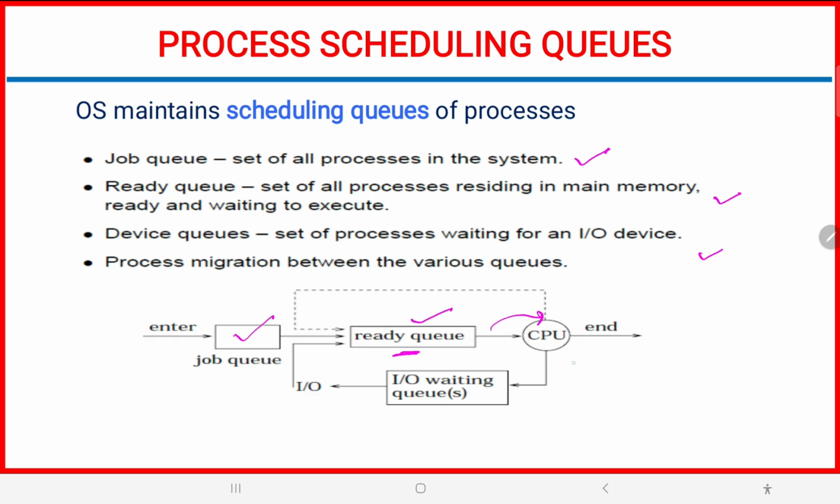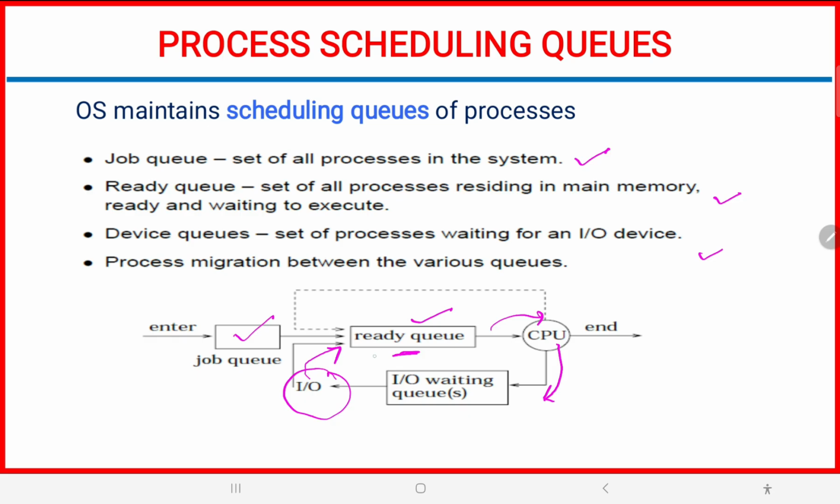Let's suppose that the process which was executing needs to perform some IO activity, or some IO related event is supposed to happen so that this process can continue with its execution. In that scenario, the process is switched from the CPU's execution onto the waiting queue of IO devices, where once that IO activity is completed, this process again moves into the ready queue and waits for its turn for execution.